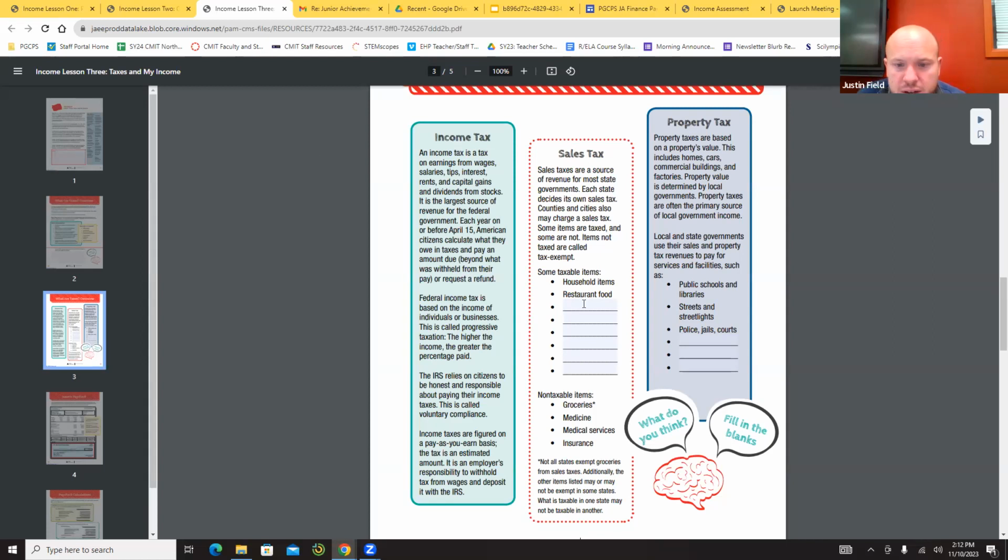And right here, we're going to want you guys to do a Google search and find a list of other taxable items and write them in right here. Pause the video and do that search. What are some taxable items in Laurel, Maryland?